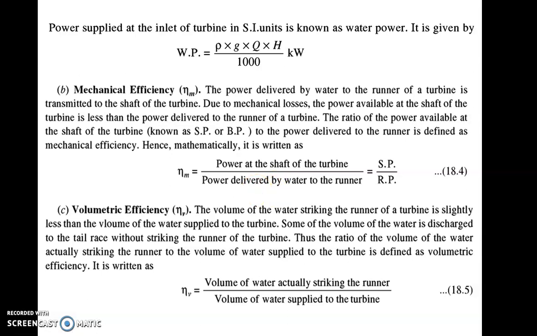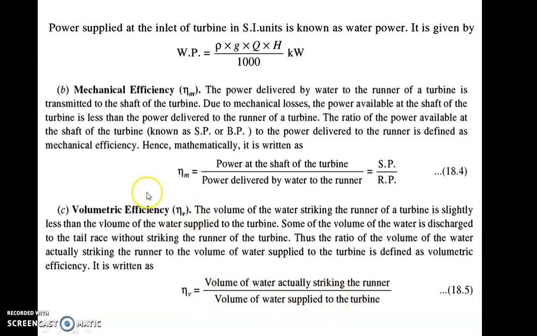And last, volumetric efficiency. When water is striking the bucket, some of the water gets splashed without hitting the bucket. That is called leakage of water. Because of that, the actual water which is hitting the bucket is less than the theoretical water which is supplied. So it is nothing but volumetric loss or leakage, or you can say the discharge loss. Volumetric efficiency is the volume of water actually striking the runner upon the volume of water supplied to the turbine.